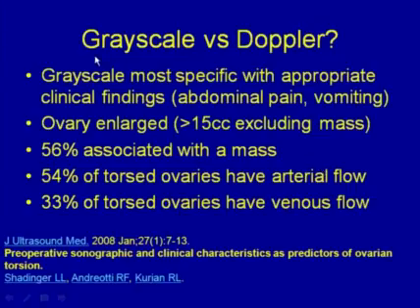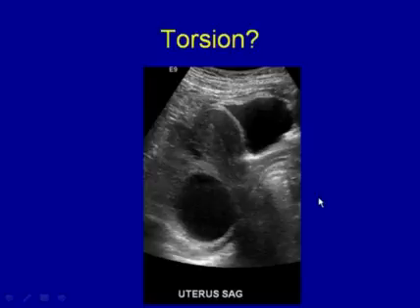So grayscale versus Doppler, again, even though it's a torsion question, grayscale is by far the most specific with the appropriate clinical findings. And in this recent review from Vanderbilt, they found that over half were associated with a mass. The ovary is always enlarged. Most of the ovaries here, the majority, will have arterial flow, and a third actually will have venous flow. So again, Doppler is not as helpful, although it can be supportive of your diagnosis.